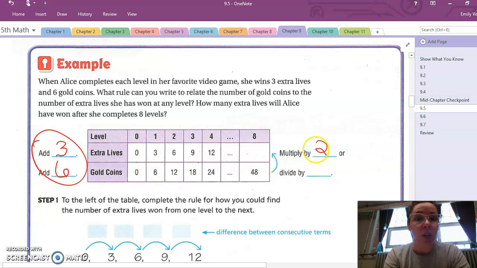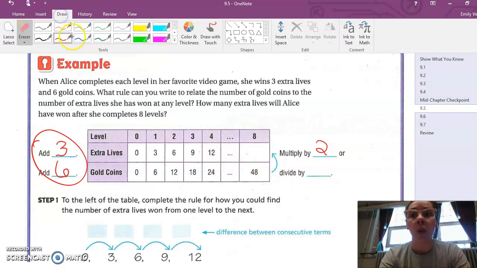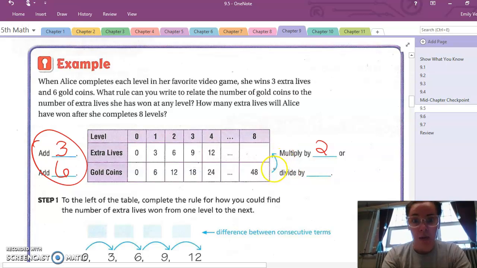Okay, so we just found out how we can go down. Whenever we go down in a table, I'm going to turn this arrow the other direction. Whenever we go down in a table, we multiply by whatever the rule is. 3 times 2 is 6. Now, that means if we go the other way, let me erase my arrow now, we're going to be dividing. So when I go up, we'll divide.